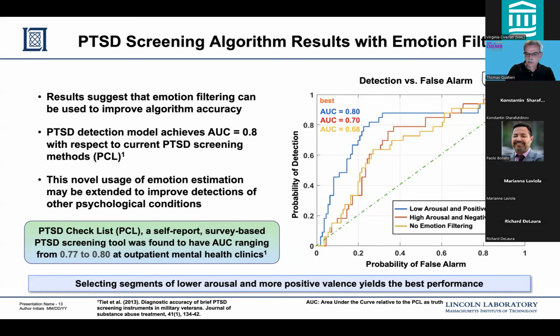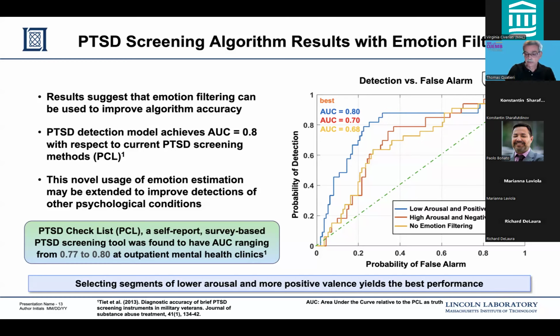So quickly, how did we do? Well, I haven't talked about the details. We can talk if people have questions later. But we designed a detector, based on a very simple Gaussian mixture model-based detector. And what we're seeing here is the false alarm versus probability of detection curve, the ROC curve. With emotion filtering, as I described, we're getting an AUC of 0.8, which is pretty good.